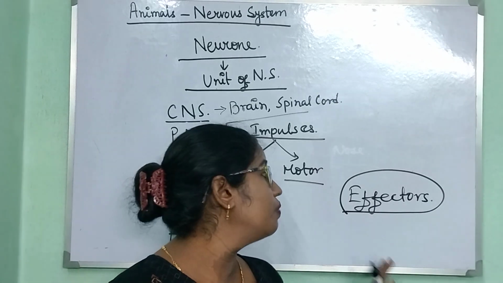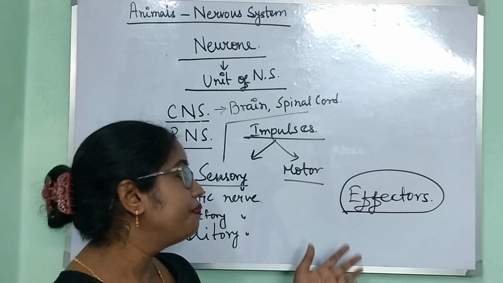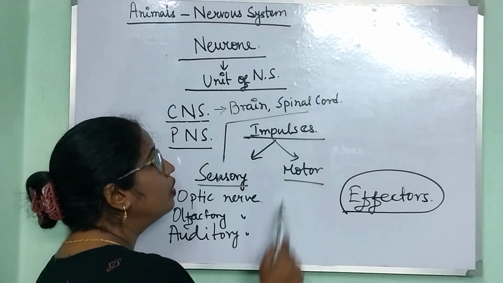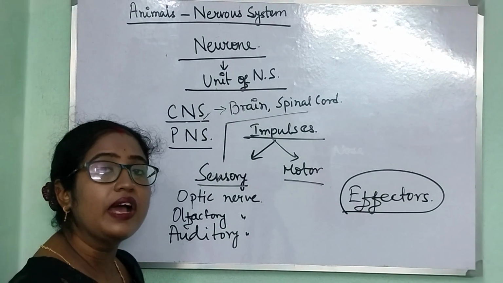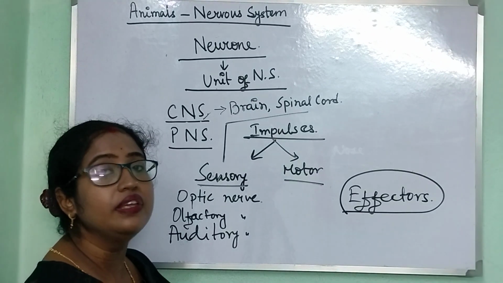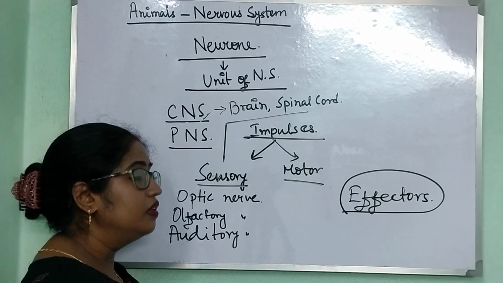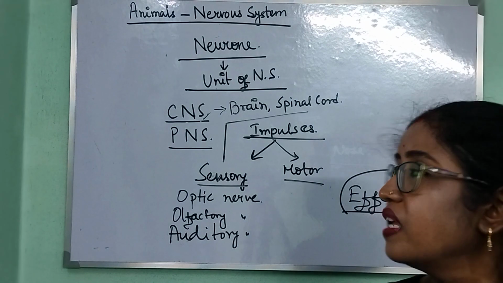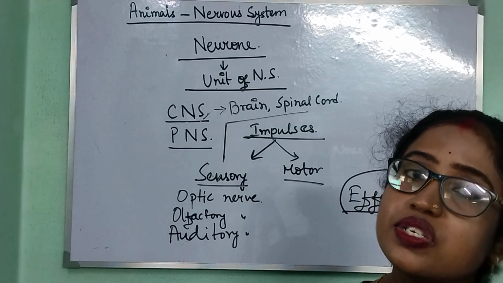So what do effectors do? Effectors show different kinds of reactions in the body. The motor neuron brings the orders that are processed by the central nervous system and transmits those orders to the effectors, so that the effector can show its reactions. So there are sensory and motor neurons in our body structure.